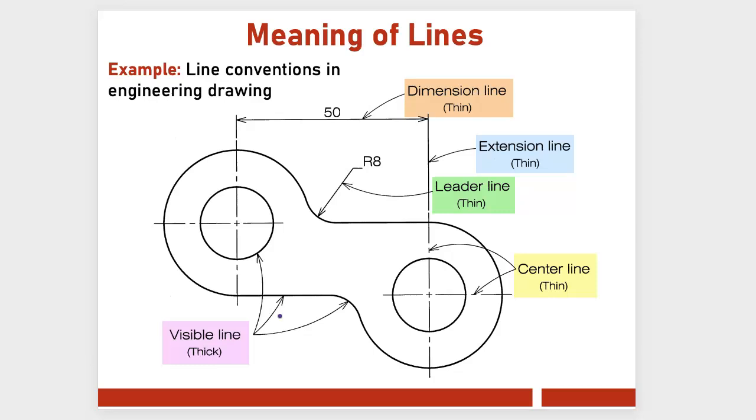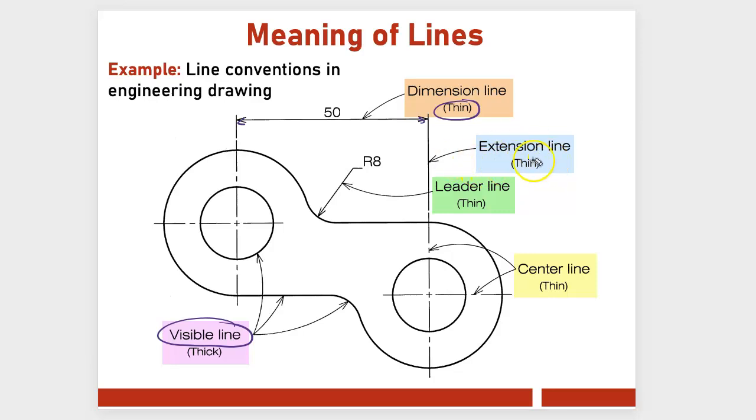So let's take a look at these lines. Okay, so we have an example here. Here I have a continuous thick line. What does this tell us? A continuous thick line gives us information that this is what is visible when we look at it. And then we have a thin line. Continuous thin line is used to indicate our dimension. You can see that this line is slightly thinner than the visible line or the continuous thick line.